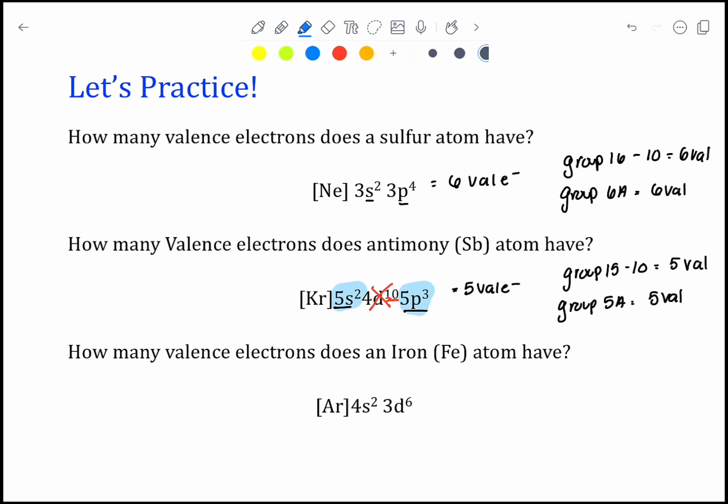Finally, we have iron. Iron is a d block element, so it's a transition metal, and transition metals have their valence electrons in the s and the d orbitals. So we look at s and d, we add those up, and we get 8 valence electrons. It's also in group 8, or 8B, so that would be 8 valence electrons.